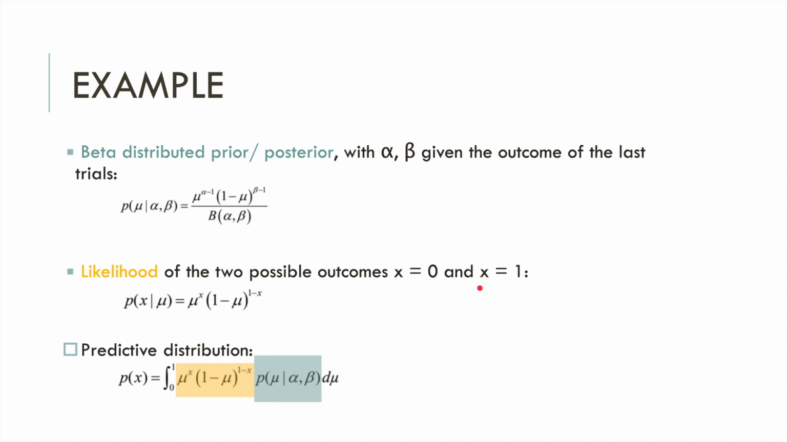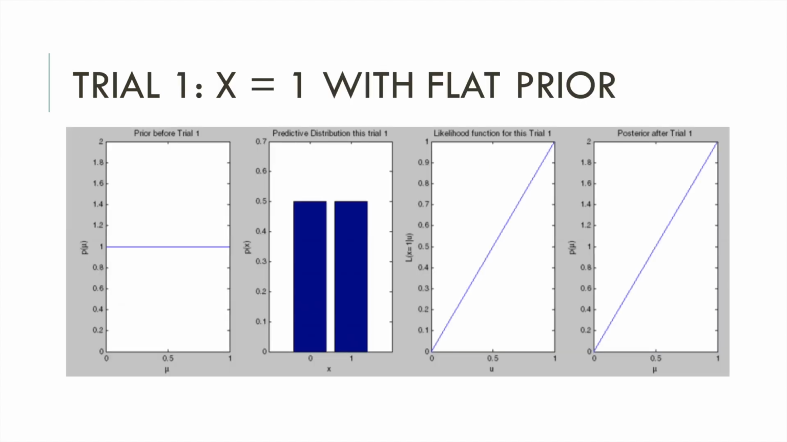The probability of x being 1 would have this portion drop out, because when we plug in 1 here, this portion has the exponent of 0. So mu would remain. Now what the predictive distribution does is integrate over the likelihood multiplied by the beta distributed prior, as shown here with the two colors. For further understanding, here you see the prior, the predictive distribution, the likelihood function, and the posterior.